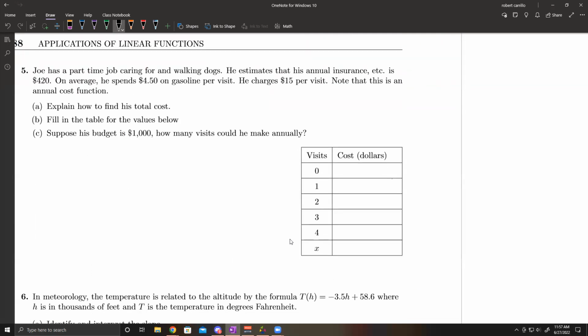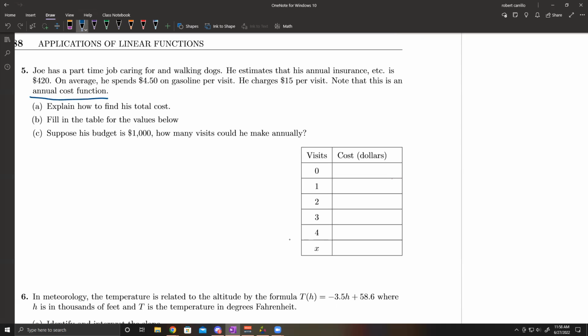Joe has a part-time job caring for and walking dogs. He estimates that his annual insurance, etc., is $420. On average, he spends $4.50 on gasoline per visit. He charges $15 per visit. Note that this is an annual cost function. So Joe wants to know how much he's spending to run his dog walking business. That's why we call this an annual cost function.